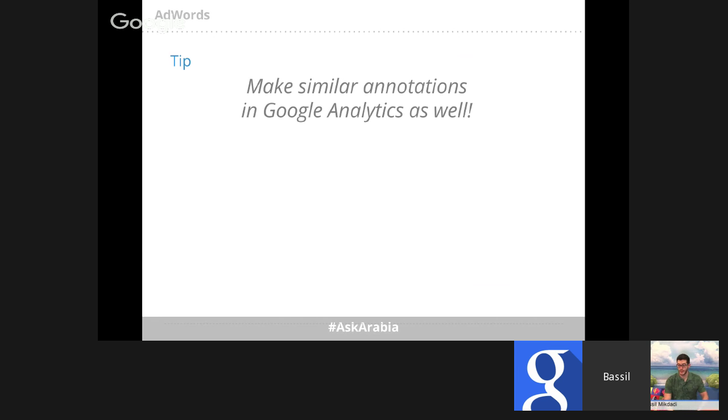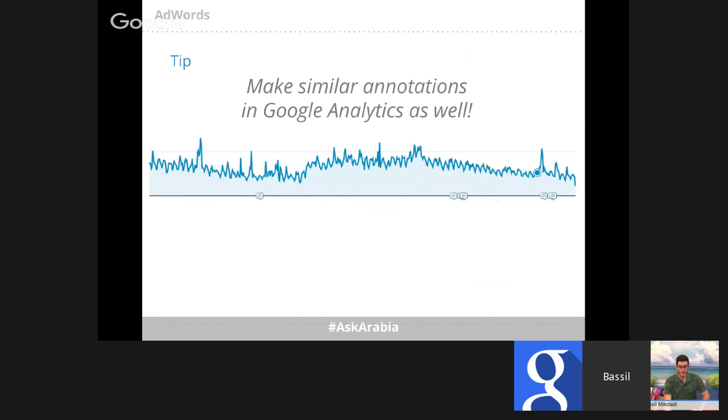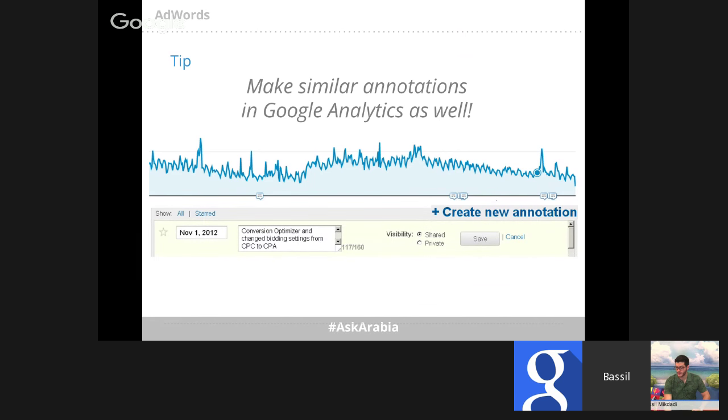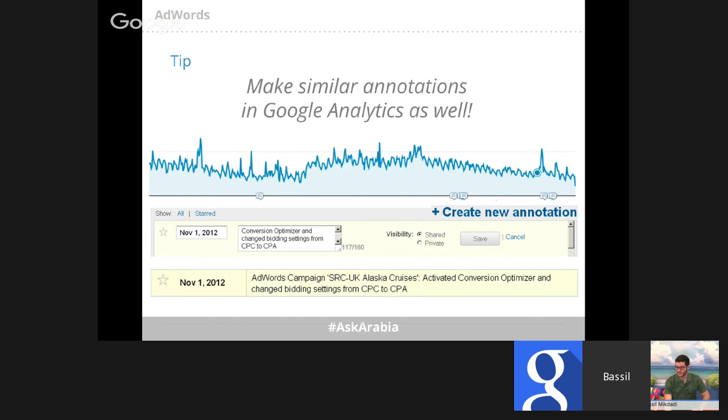So you can also make similar annotations in Google Analytics as well. And the comments section is a good place to track your major changes for future reference. So if we continue with that example of switching from CPC to CPA bidding, you can put an annotation here, and it'll show up within your analytics campaign as well. There's just an overview at the bottom of the screen there.